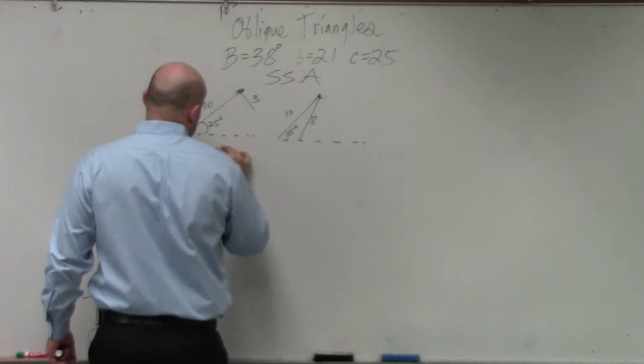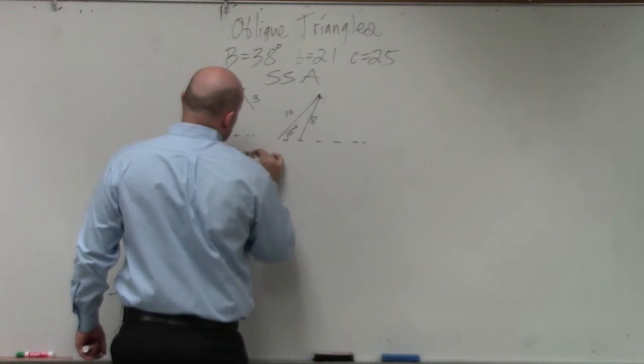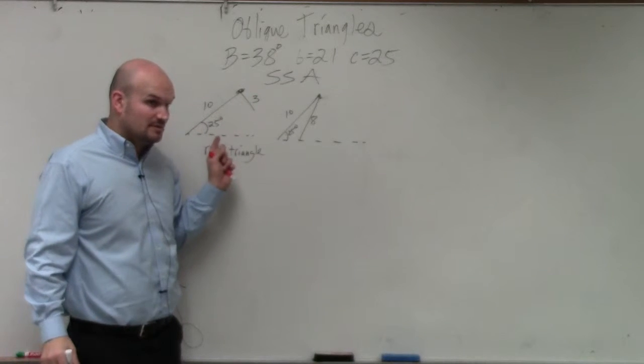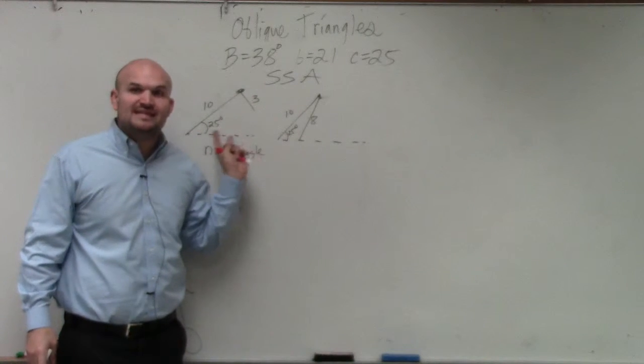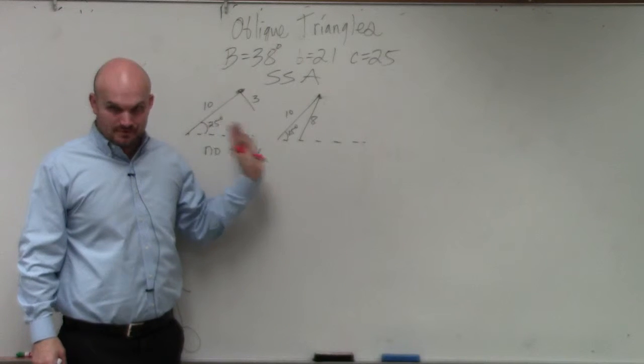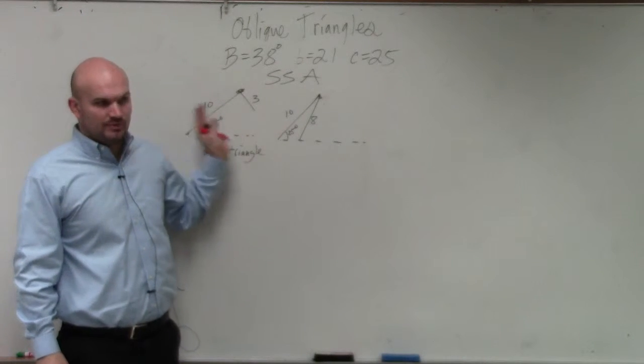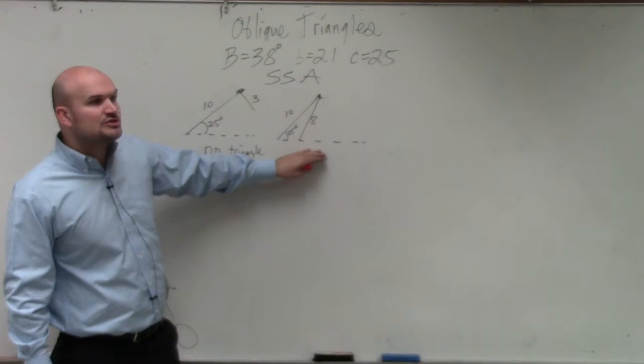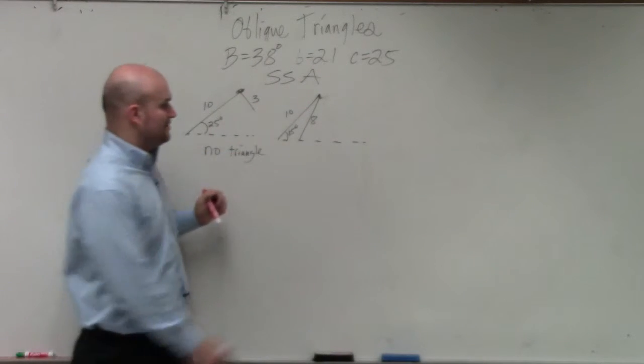But I just want you to understand, when you have an ambiguous case or a side-side-angle, it's possible to have no triangle. It's possible that there's not a triangle that exists with those side lengths. I'll show you an example, but we'll go through it. Over here, it's possible to have a triangle where there are 2 cases. And this is the problem that we're going to do.